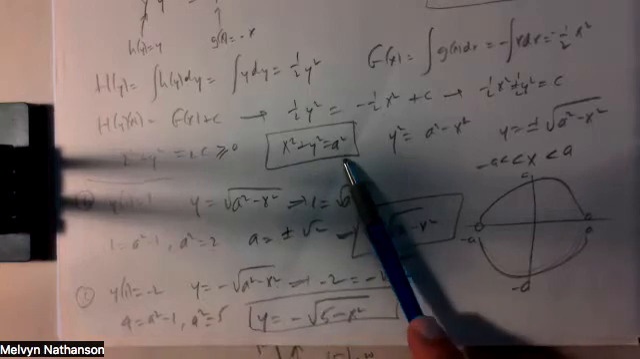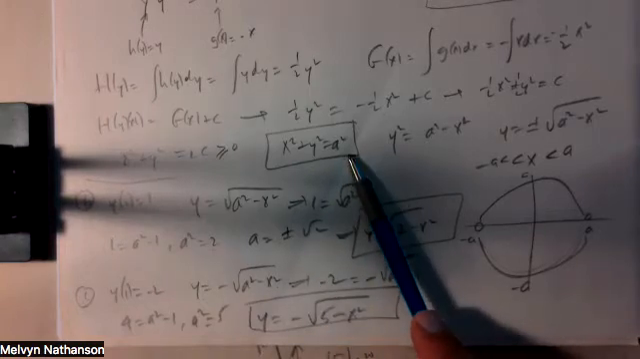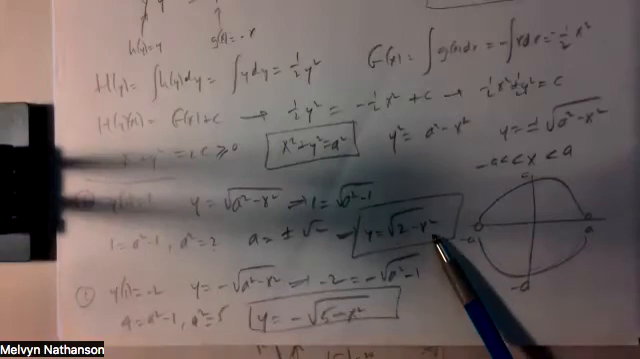So this is the solution. This is the general solution to the differential equation. This is the solution that satisfies the first initial value problem. And this is the solution of the second initial value problem.